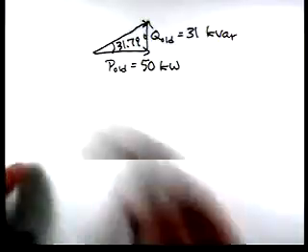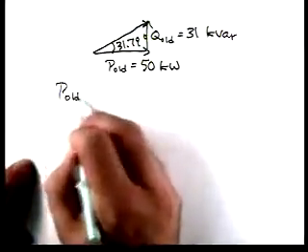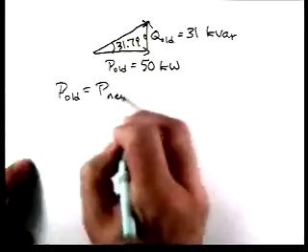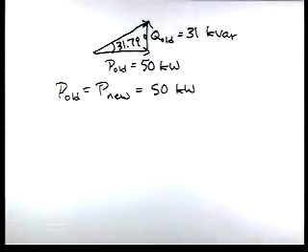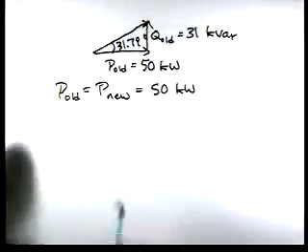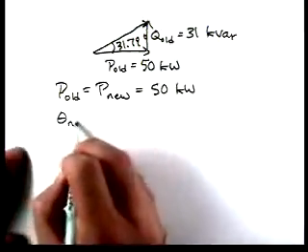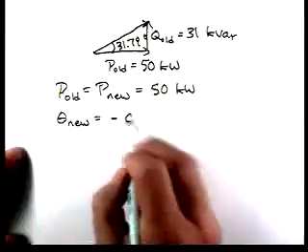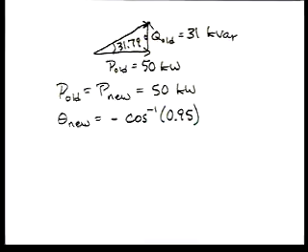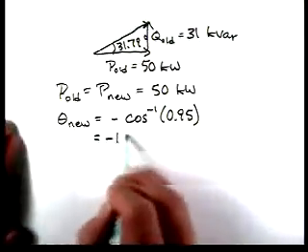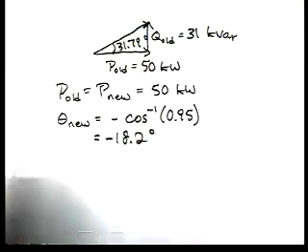So P old should equal P new, 50 kilowatts. And theta new we should get from the new power factor. It's going to be minus the cosine inverse of 0.95. Now, we're asked to correct the power factor to 0.95 leading, and since it's leading, the angle is negative, so theta new is minus 18.2 degrees.